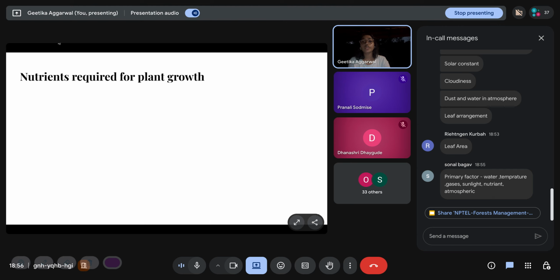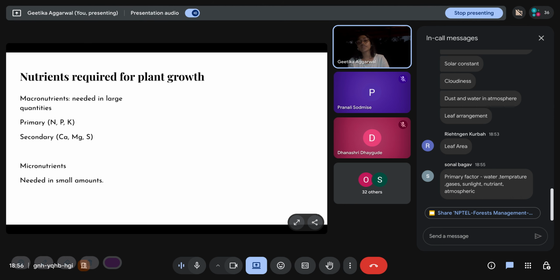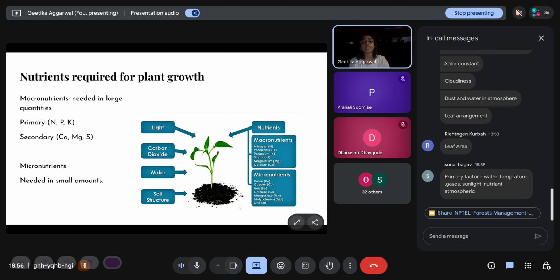Now, when we talk about different nutrients that are required for plant growth, there are two major categories in which nutrients can be divided. When we're talking about plant growth, there are macronutrients and there are micronutrients. Macronutrients, as the term suggests, are nutrients that are required in higher quantities, and micronutrients are nutrients that are required in trace amounts or very little amounts, right? And primary nutrients are nitrogen, phosphorus, potassium. Secondary nutrients or secondary macronutrients are calcium, magnesium, and sulfur. And micronutrients, as I said, that are needed in small amounts. And as this image shows, some examples of micronutrients could be boron, copper, iron, chloride, manganese, molybdenum, and zinc.